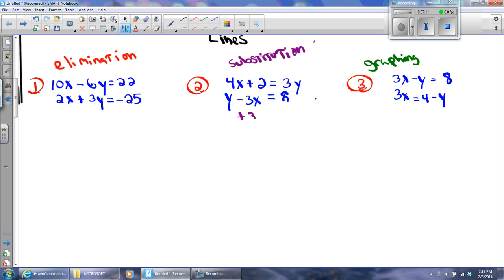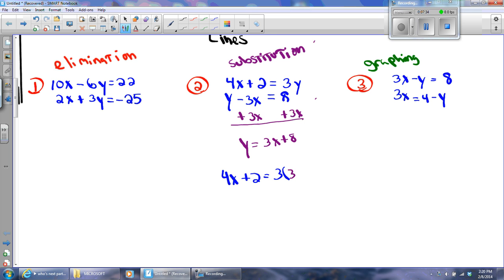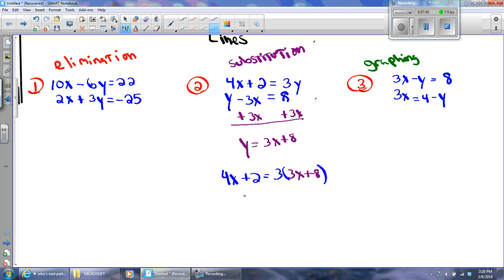So I'm going to go ahead and do number 2 next. I'm going to solve for y in this second equation. And I'm going to get y equals 3x plus 8. So now I rewrite the first equation, 4x plus 2 equals 3 times the quantity, and I substitute in 3x plus 8, 3x plus 8, and there we go. Now I'm ready to distribute on the right-hand side. I'll have 4x plus 2, it'll equal 9x plus 24.